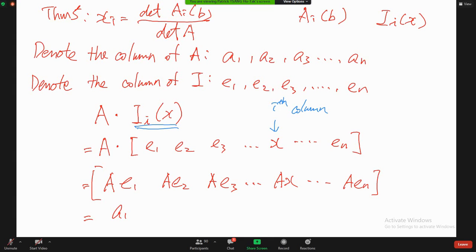Actually, the first one is A1, the column of the original matrix A only. The second one, A2. How about this one? AX is nothing but B, right? From the definition of the matrix equation, AX is B only. AX equals B, right? And by using the same logic, I get all of the results until the last one, An.